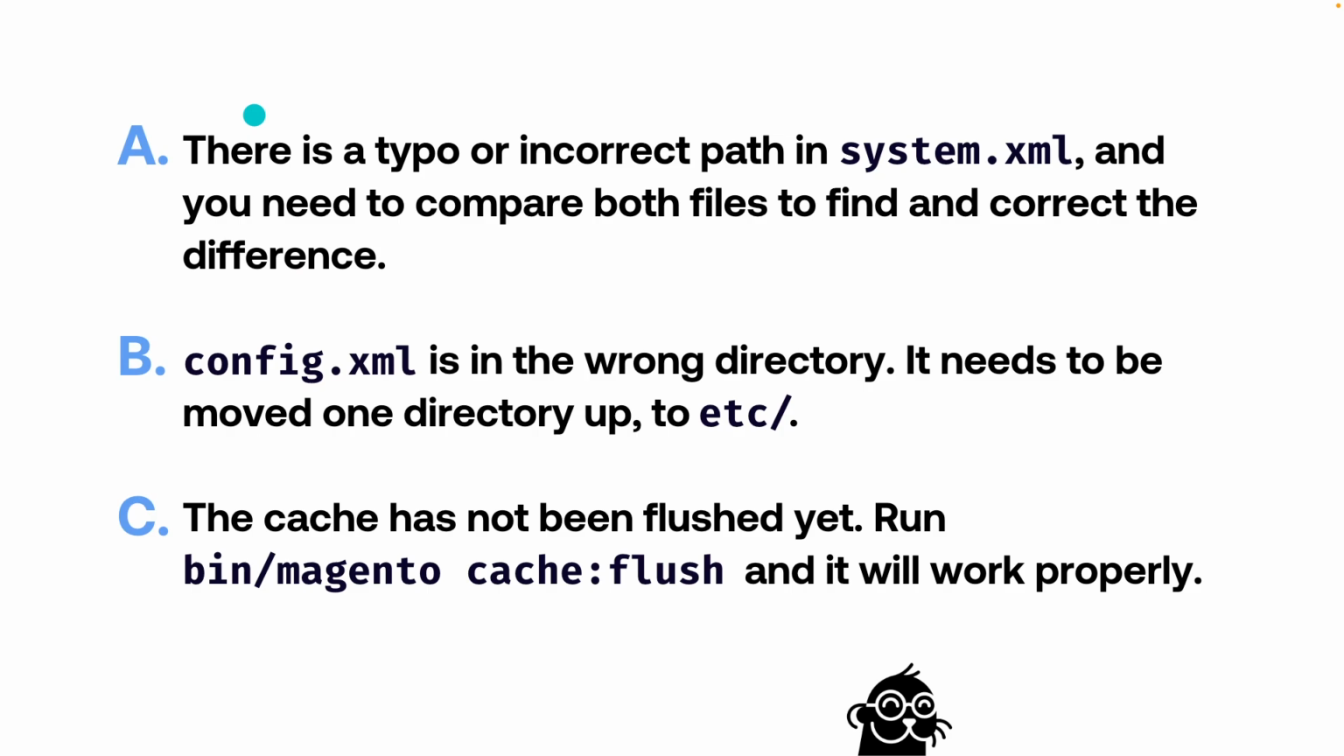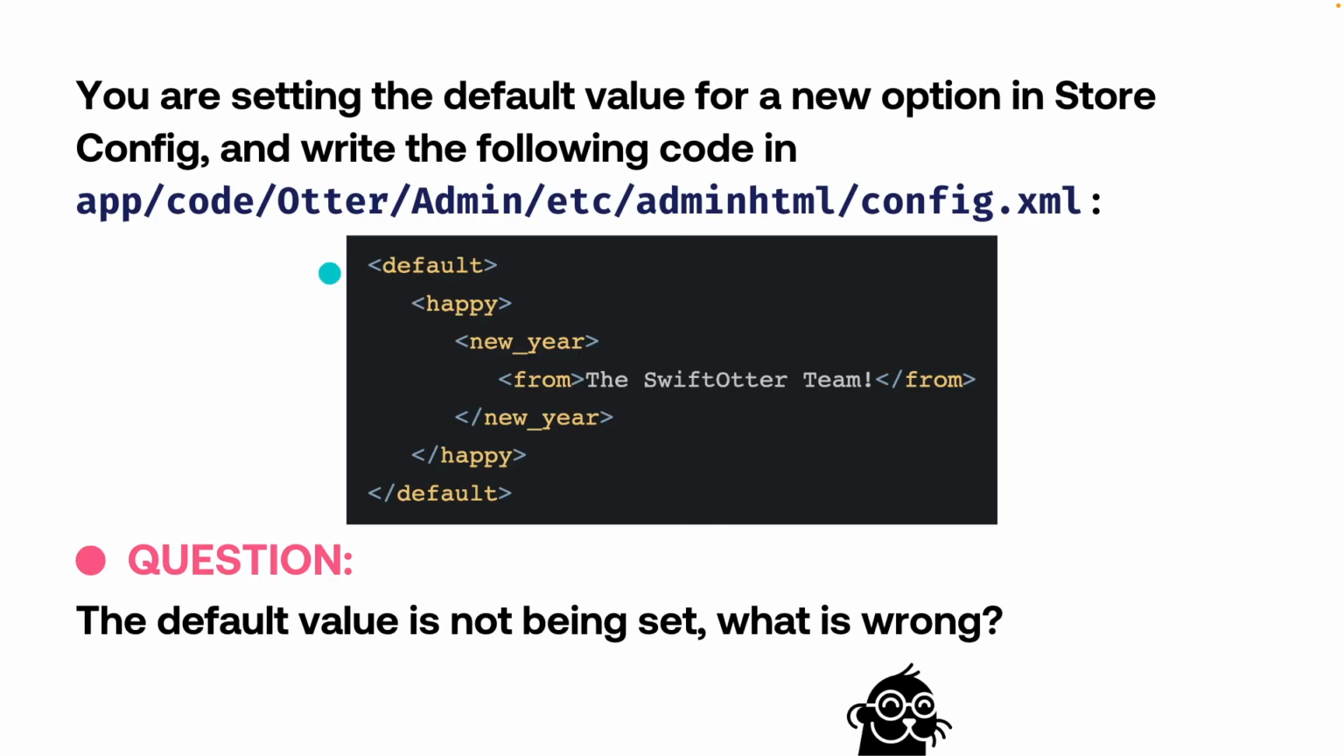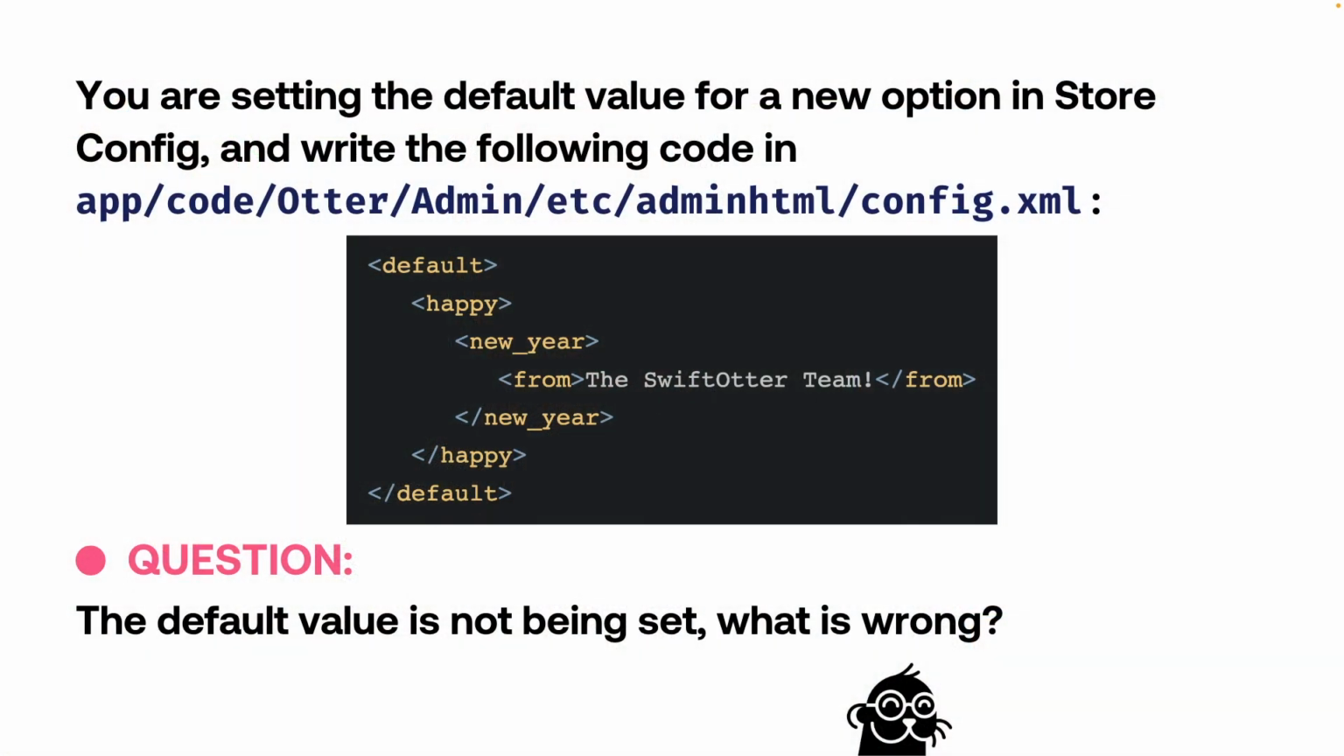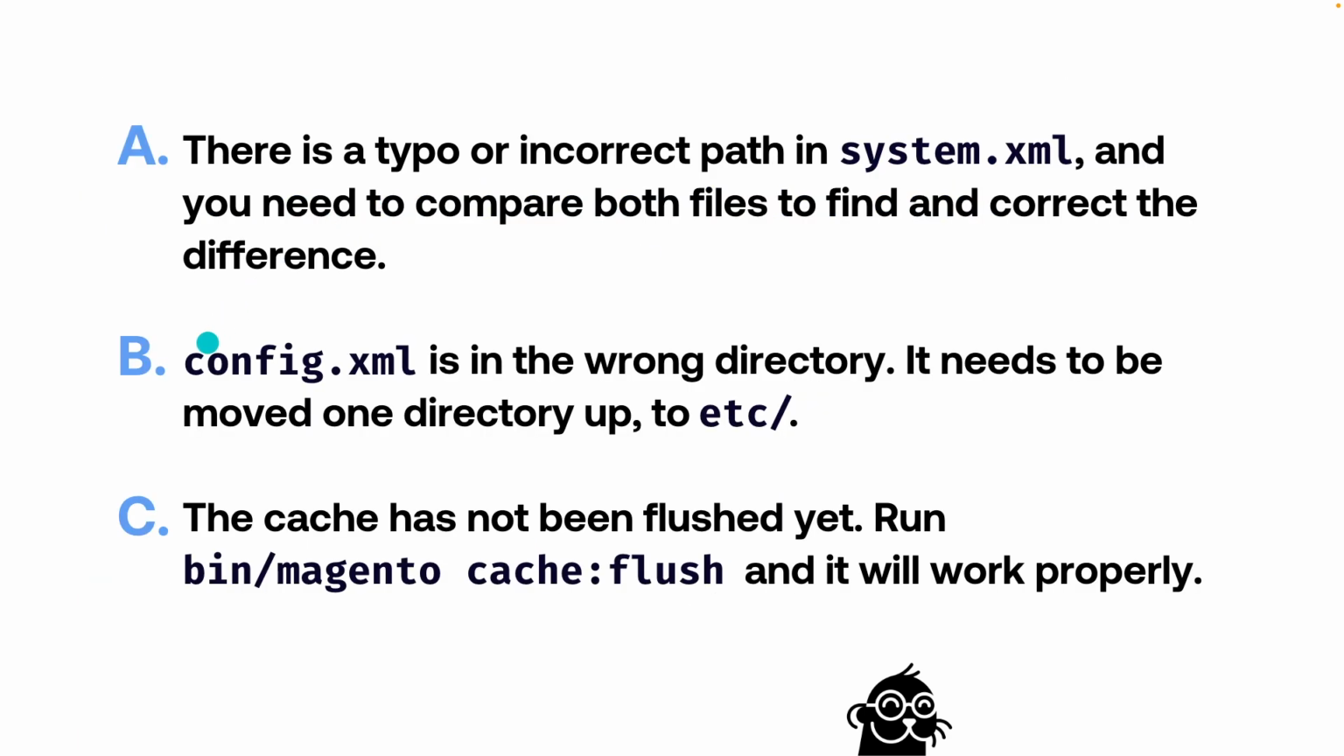Coming back in here, A, there is a typo or incorrect path. We need to compare both files and find and correct the difference. Now, it says that the default value is not being set. So while this is a possibility, I would think that we've done our homework and we have verified that this is a correct path, at least as described here in this XML. So I'm going to discount that as being the correct answer for now. It's a possible answer. Now let's look at option number 2, or B.